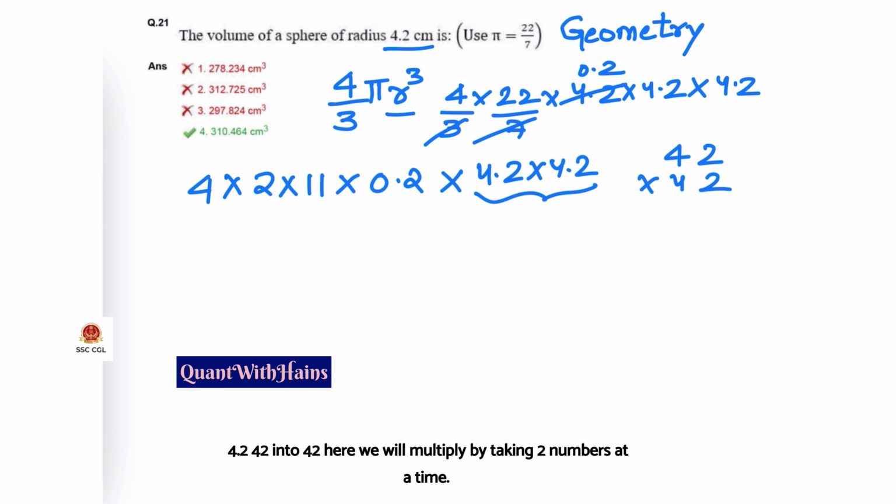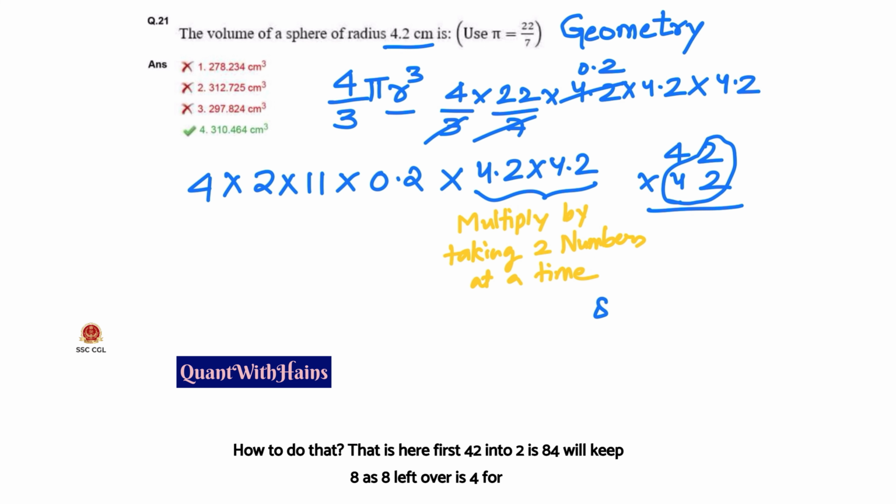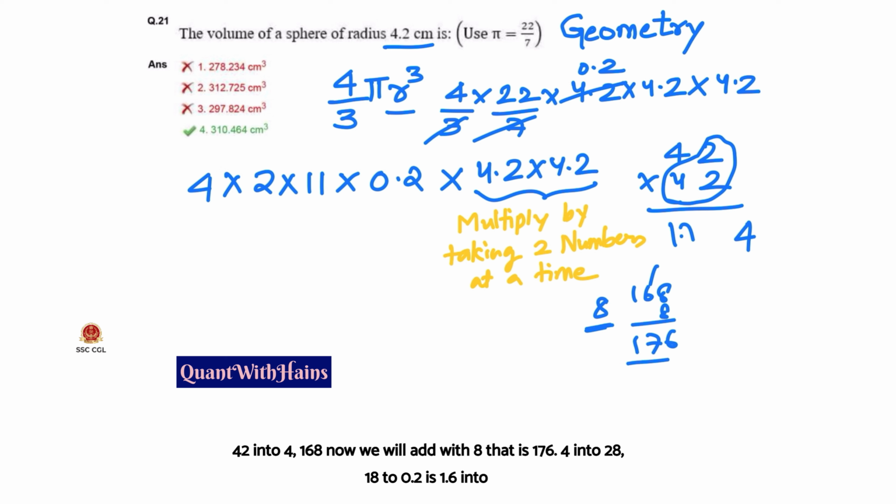Here we will multiply by taking 2 numbers at a time. How do we do that? Here first 42 into 2 is 84. We will keep 8 aside, left over is 4. 42 into 4, 168. Now we will add with 8. That is 176.